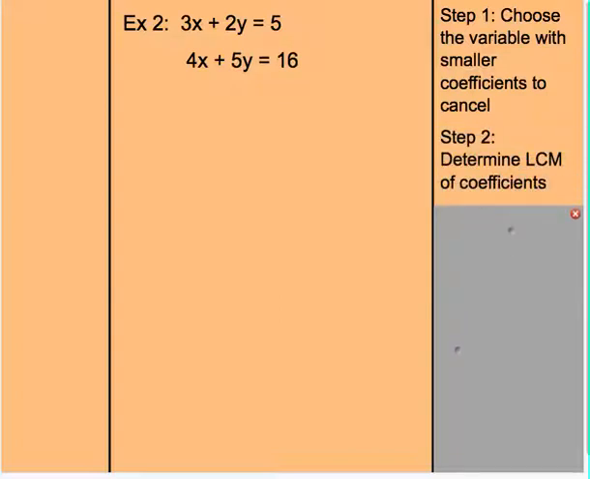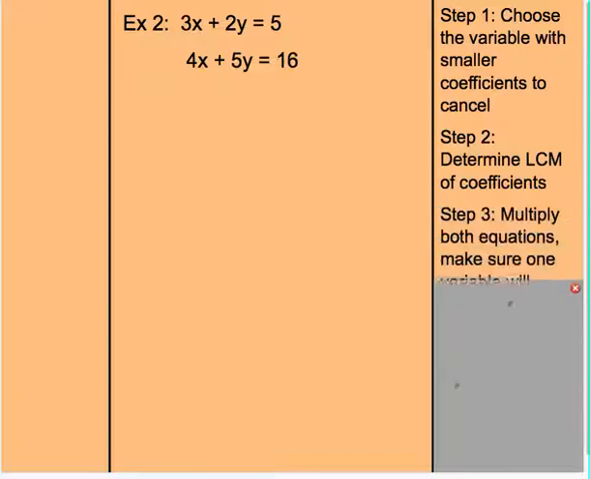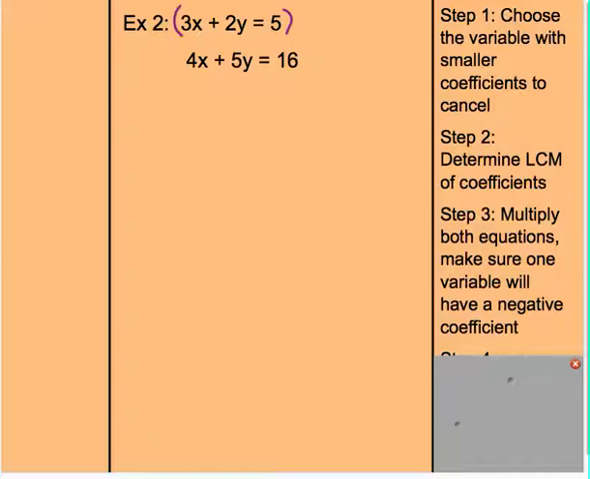The least common multiple of 2 and 5 is 10. So I will multiply both of my equations by a number so that my y's have coefficients of +10 and -10. So my first equation, I'm going to make this one negative, so I'm going to multiply by -5 so that when I do 2 times -5, I get -10. My second equation, I'm going to multiply by 2, so when I do 2 times 5, I'll get +10.